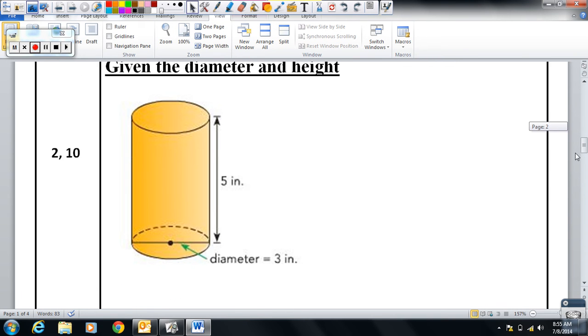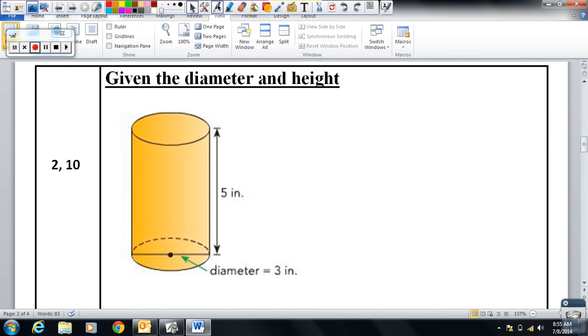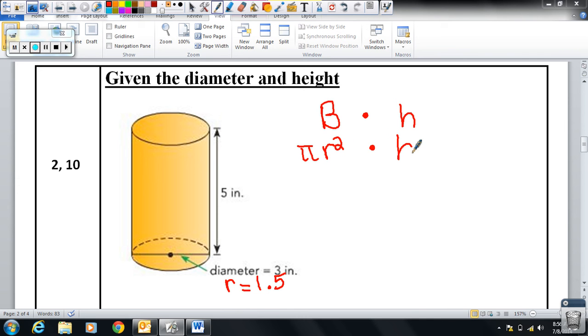This one's a little bit different because it's given the diameter. That only adds one step to it. So remember, the radius is halfway. So half of 3 means the radius is 1.5. So if I look here, again, it's the area of the base times the height. Pi times radius squared, because the base is a circle, times the height.